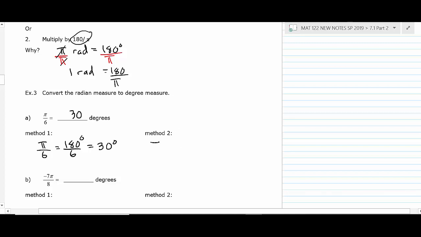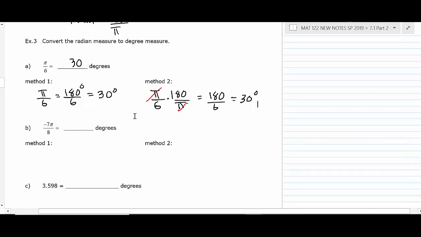The second way is take the pi over 6 and then multiply that by 180 over pi, and notice you're going to get the same answer. The pi's divide out, so you're left with 180 over 6, that's 30 degrees. You can do it either way. What I usually do is, if there's a pi, I just replace pi with 180. Otherwise, I do it the other way.